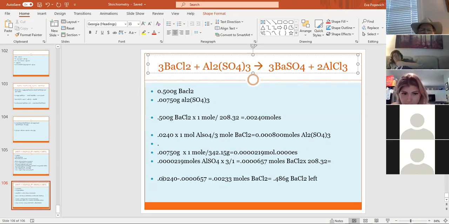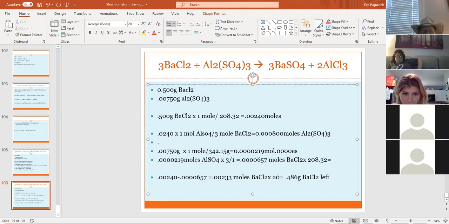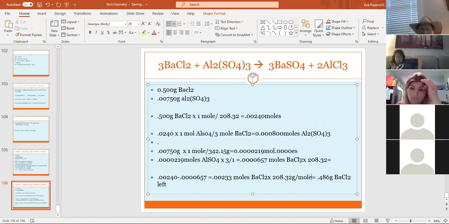I originally had 0.00240, so I have to subtract the amount I used up. This leaves me with 0.00233 moles of barium chloride. I multiply this by 208.32 grams per mole, and this means I have 0.486 grams of barium chloride left.